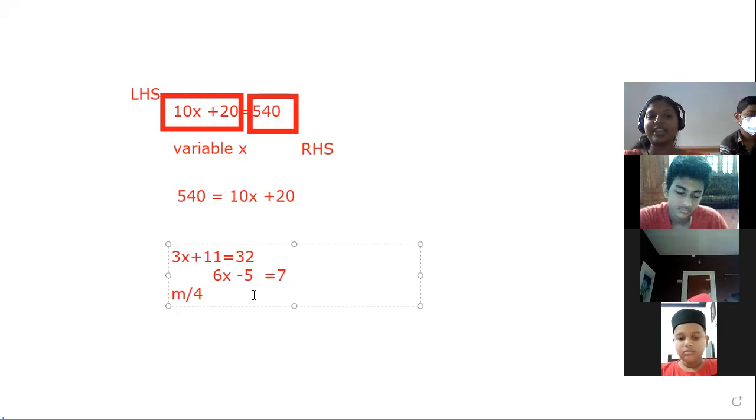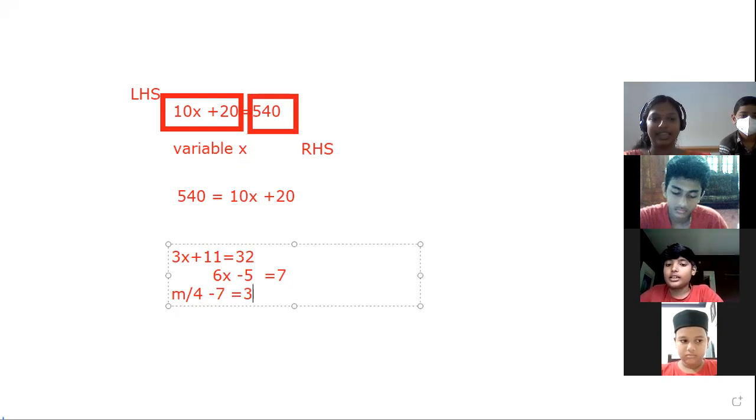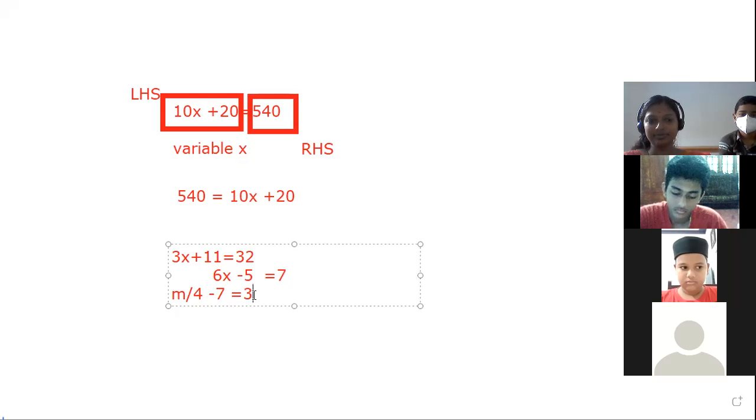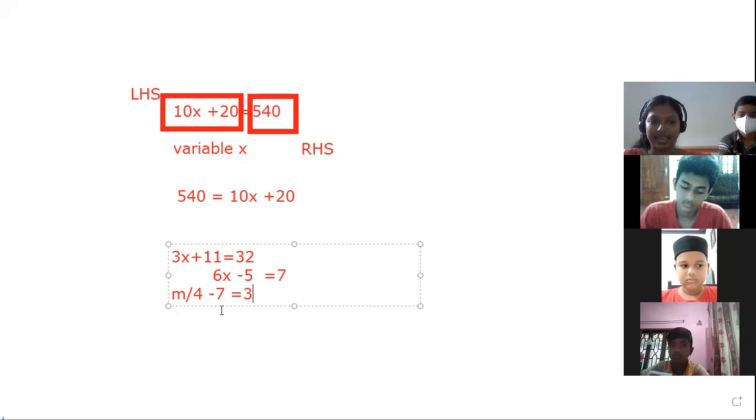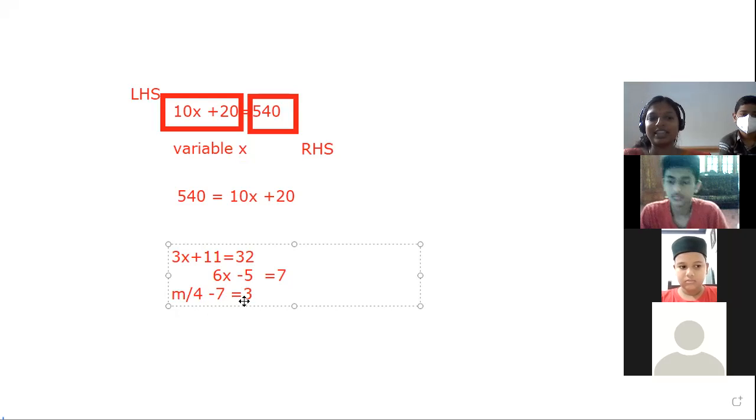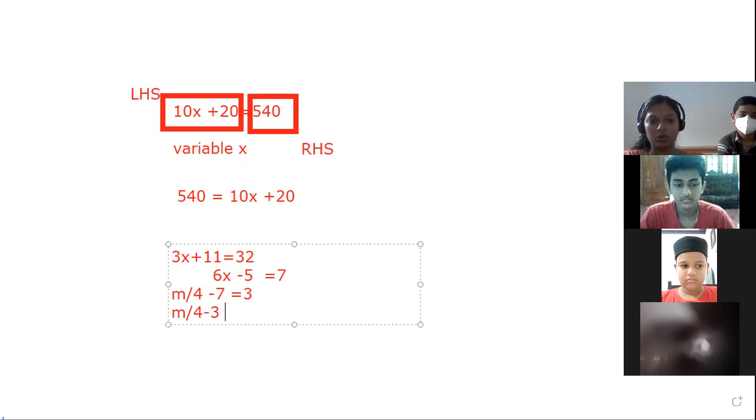That is, the difference is given as 3. So we can write m/4 minus 7 is equal to 3. That is, it is 3 more than 7 means m/4 minus 7 is equal to 3. Or we can simply write it as m/4 minus 3 is equal to 7.